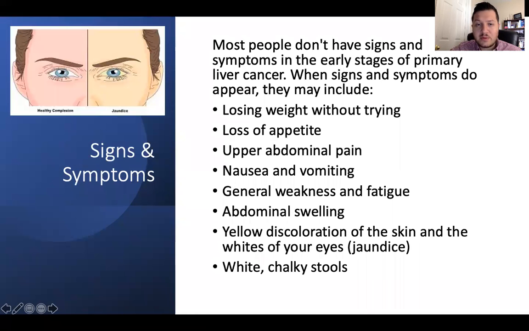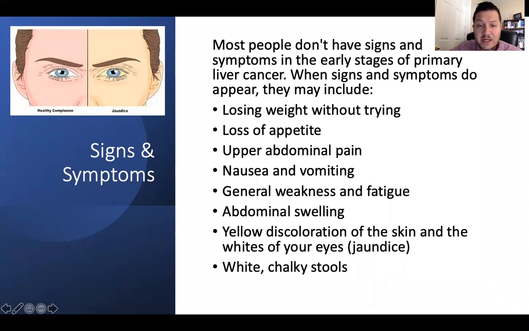So most people don't really have any symptoms of liver cancer in the primary stage, which makes it kind of hard to diagnose. But when they start to appear, they include losing weight without trying. I've seen some patients that lose weight in several of their extremities, but their stomach tends to increase in size, so abdominal swelling.